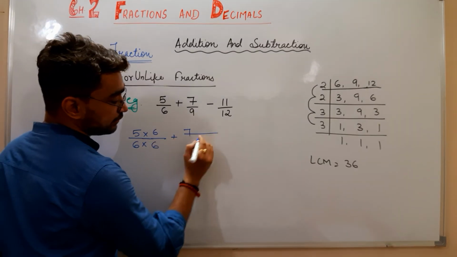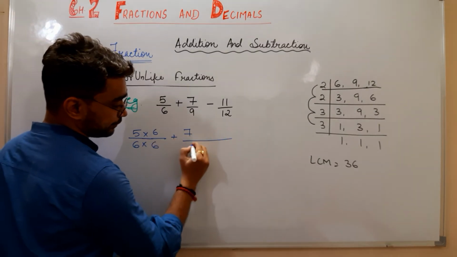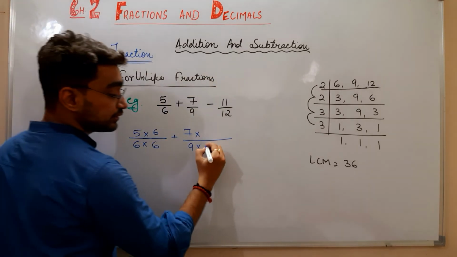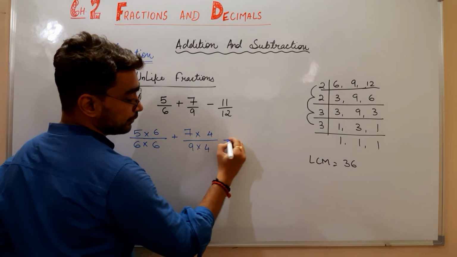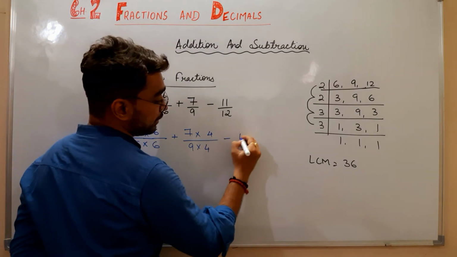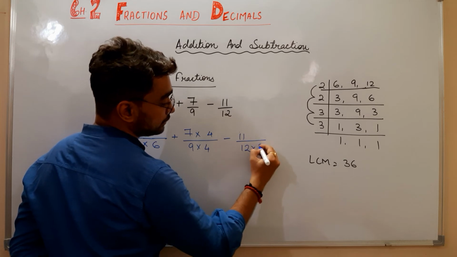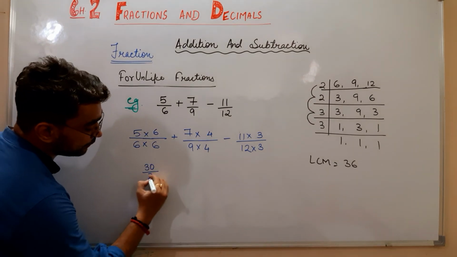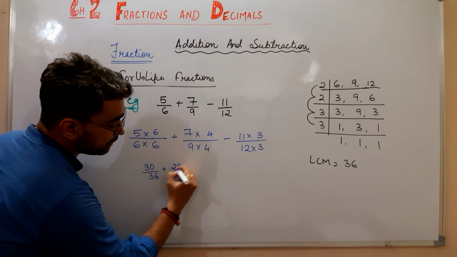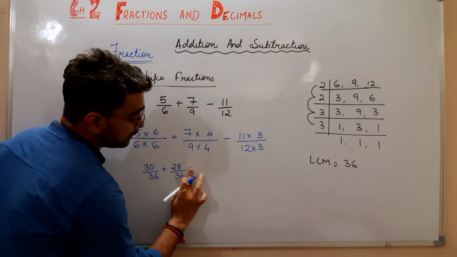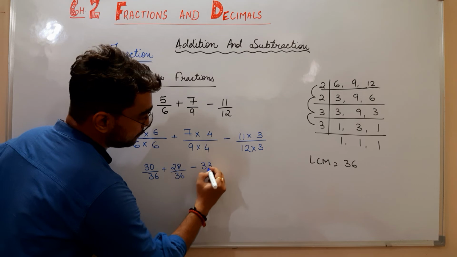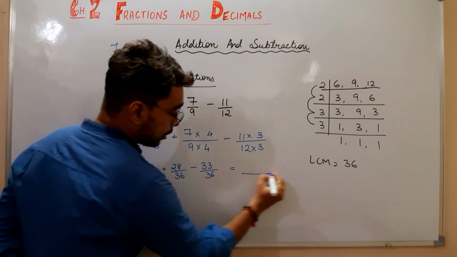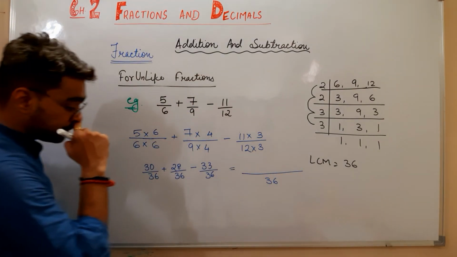Plus 7 upon 9. Multiplied by what? 9 fours are 36. Multiplied by 4. Minus 11 by 12. 12 threes are 36. 11 threes are 33. 5 6s are 30 by 36. 7 fours are 28 by 36. Minus 33 by 36. Great. Now all this 36 will be counted one time only.